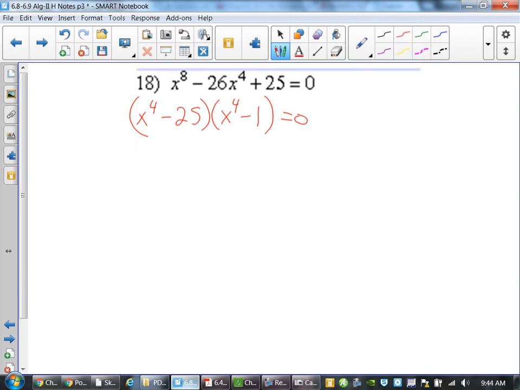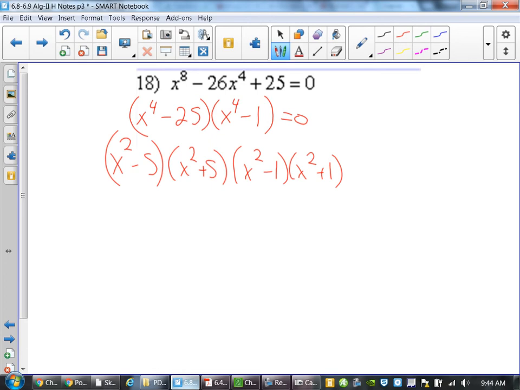Now, because if you FOILed that out, what's x to the 4th times x to the 4th? x to the 8th. Now, is x to the 4th a perfect square? Yes. Is 25 a perfect square? Yeah, it is. Is that a subtraction symbol? Yes. So x squared minus 5, x squared plus 5. Is 1 a perfect square? Is that a subtraction symbol? Yes. You get x squared minus 1, x squared plus 1. Is there anything written out there that I can factor out further?